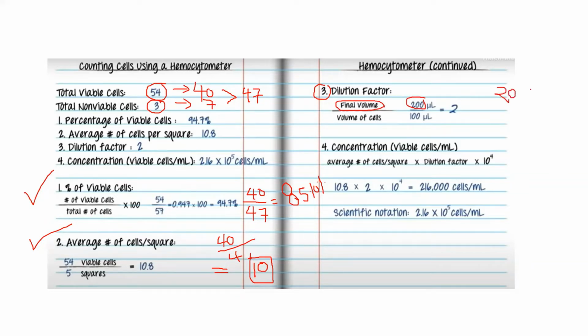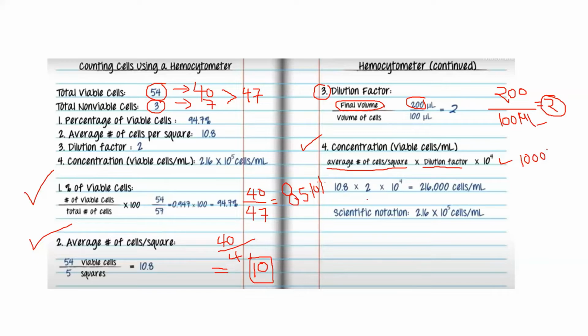Our total volume was 200 microliters, and that has to be divided by the volume of cells, that is 100 microliters, which you have taken out from your chamber or your flask. So 200 divided by 100, and you have your dilution factor, which is 2. Last calculation, the concentration of viable cells, has to be estimated by multiplying the average number of cells per square by the dilution factor, divided by 10 to the power 4.